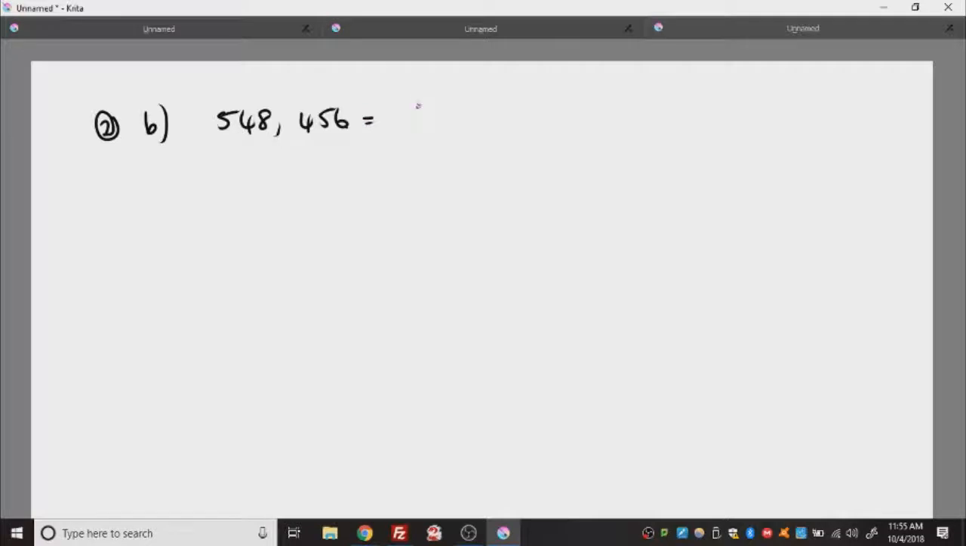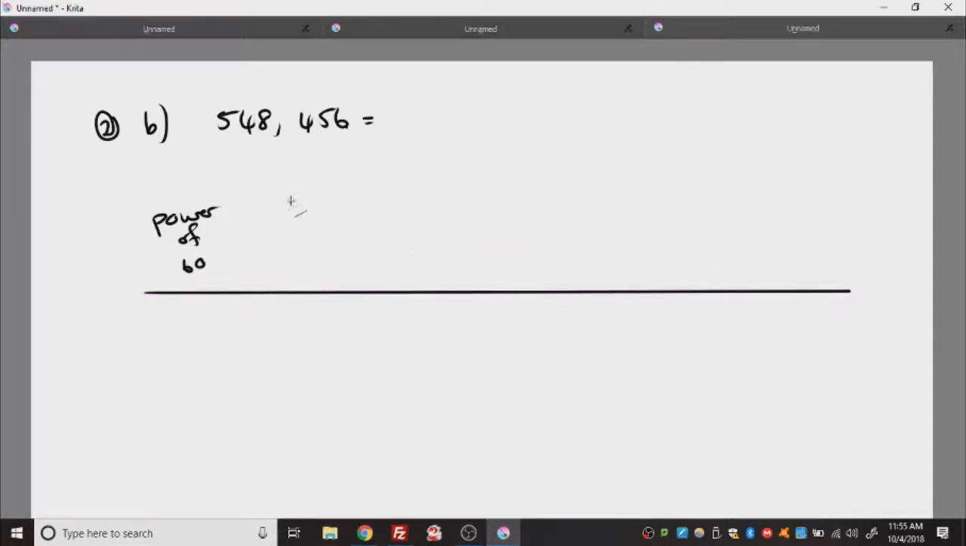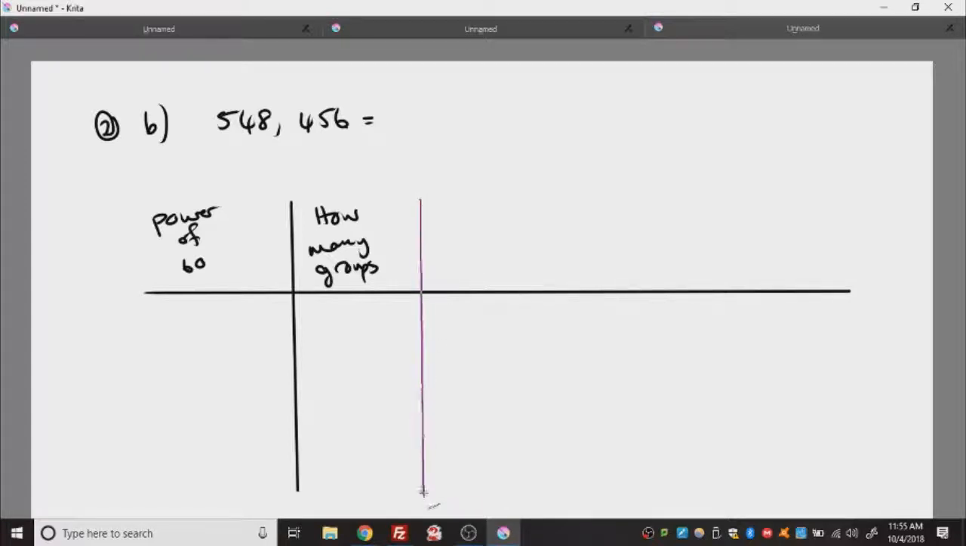548,456. Again, however you want to write it, I need to decide what's the largest power of 60. I like the table. So I'm going to go power of 60, plus the table is going to help me later on. If I had to generalize, the table helps most people. We can say how many groups of that size, how many times does it fit in, whatever table headers you want to use. What have I used? And what is left?